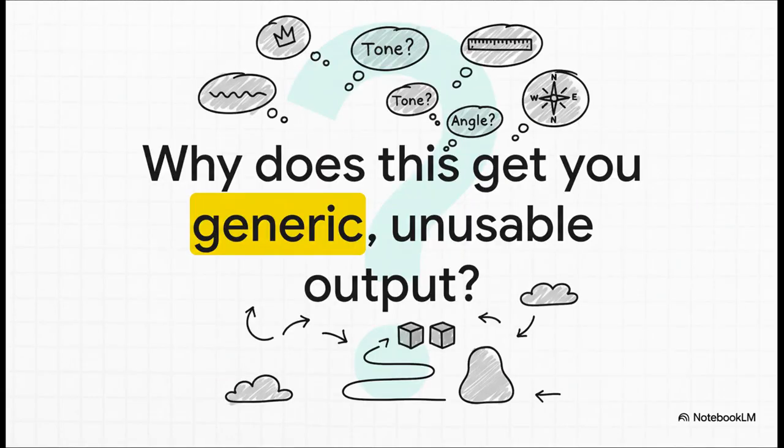So why does a prompt like this just completely fall flat? Well, it's because you're forcing the AI to guess. It has to make a ton of assumptions. Like, who's this blog post for? What's the tone? Is it for beginners, experts? How long should it be? What angle am I supposed to take? When you don't give it any guardrails, it just defaults to the safest, most generic path it can find.